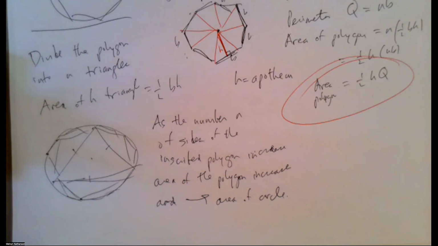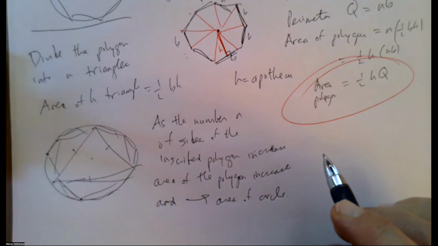So as you have a regular polygon inscribed in a circle and you increase the number of sides, the area increases. It's always less than the area of the circle because it's inside the circle, but it's getting closer and closer to the area of the circle.